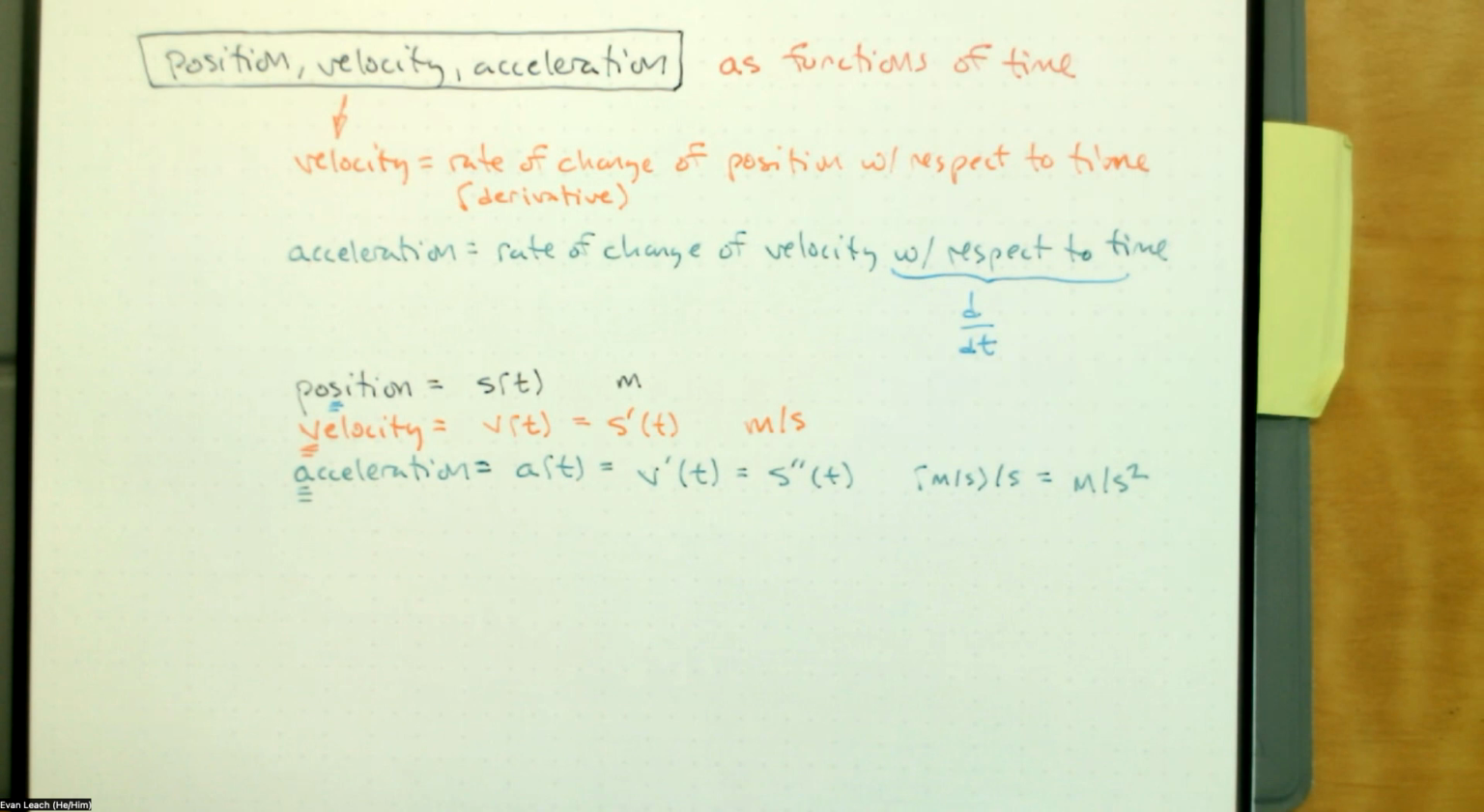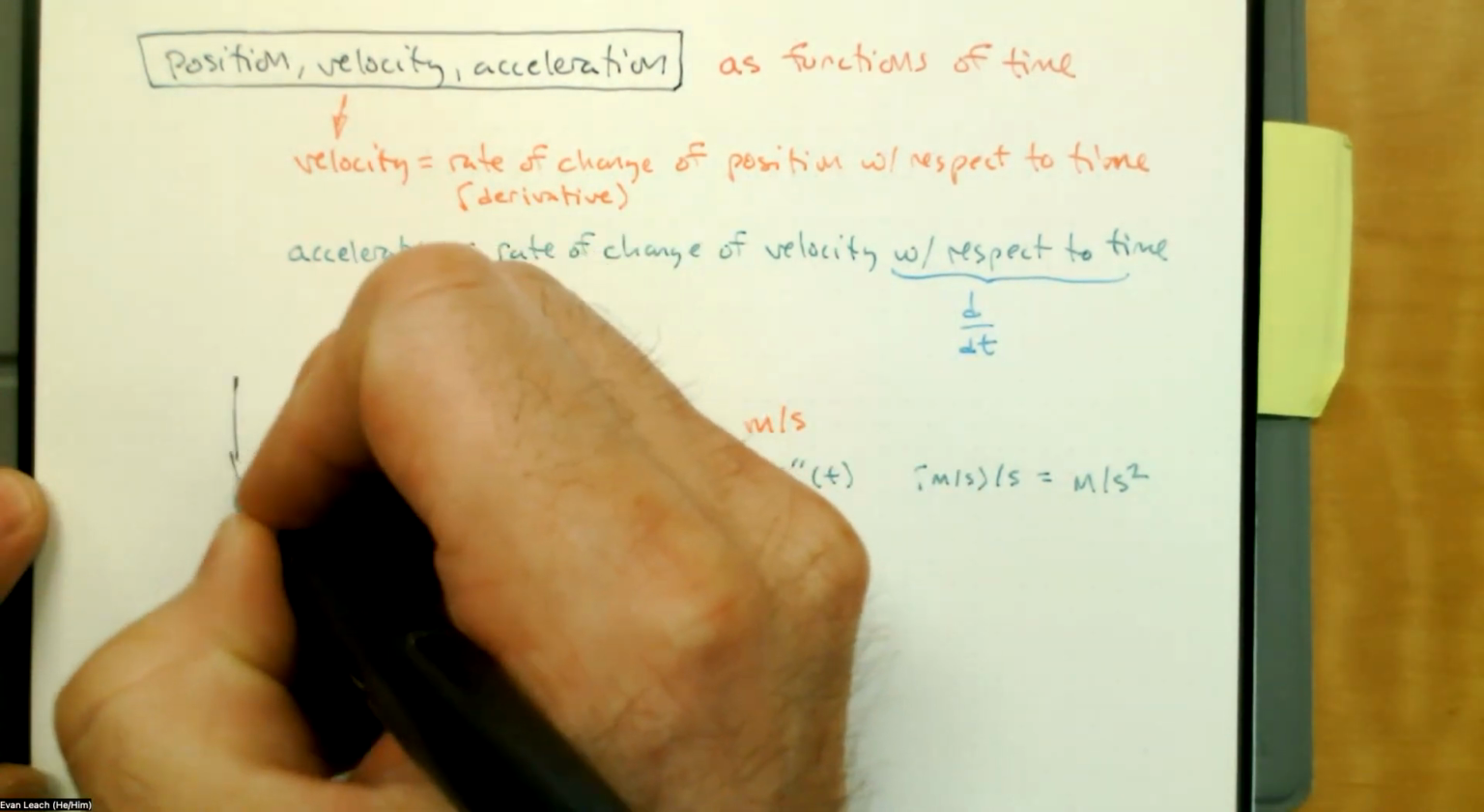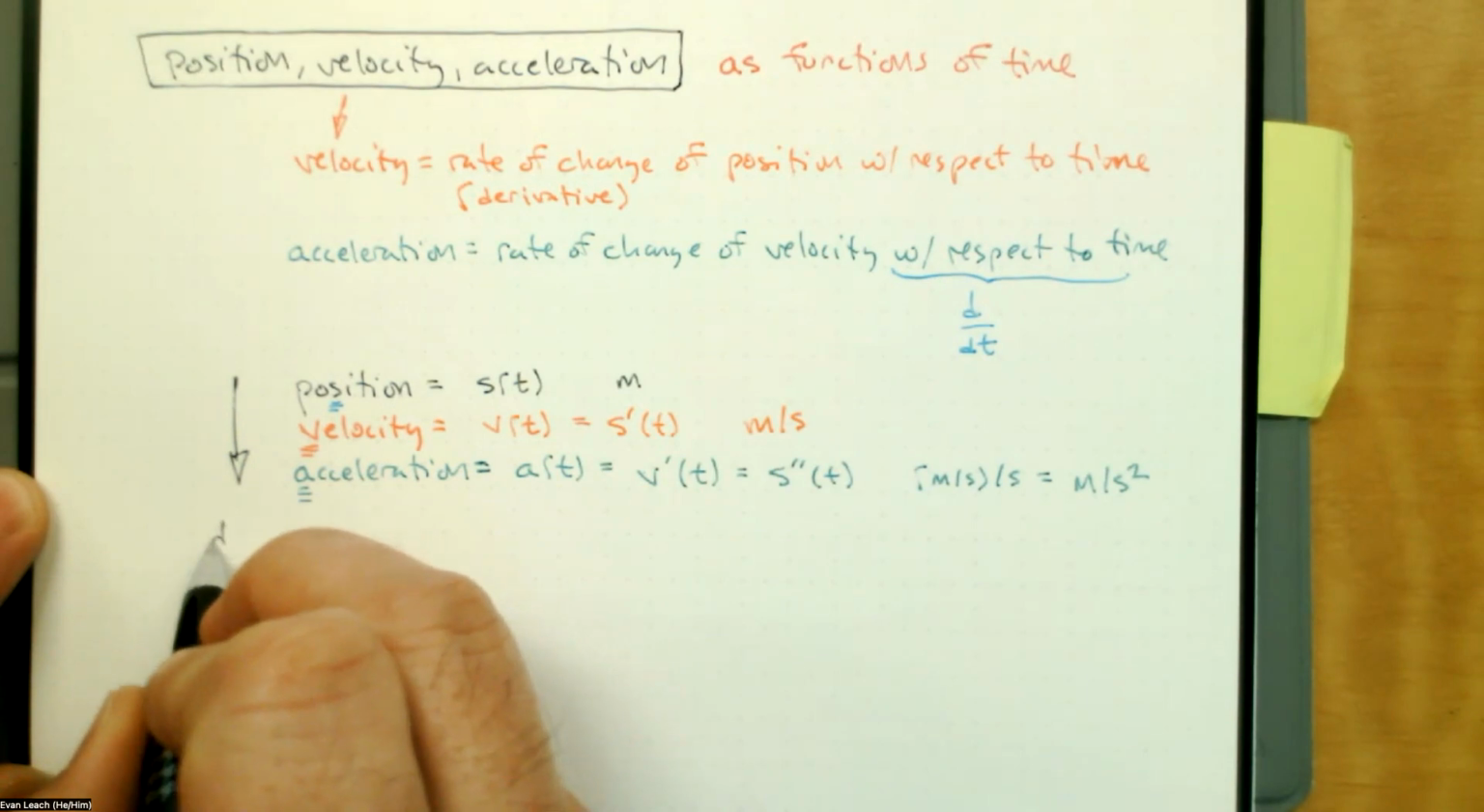Let's combine this with the stuff that we know now. We just constructed these three by saying derivative. Start with position, take a derivative to get the velocity, take another derivative to get the acceleration. So going from top to bottom, these are derivatives. So this direction, we're going to differentiate.